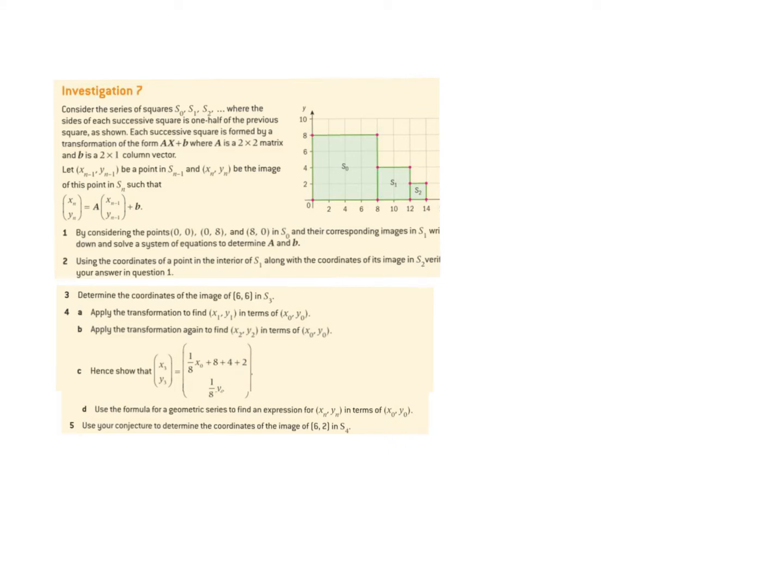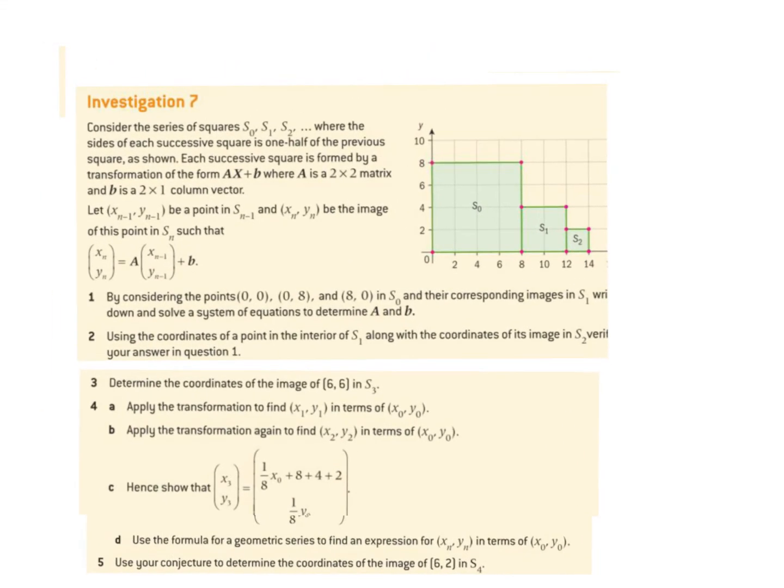And then in this particular investigation, we have these series of squares, and we know that it's going to have this kind of transformation, Ax plus B, where A is a 2 by 2 matrix, B is a 2 by 1 column vector. And so we know that every point in a square and the image of it, such that this is our square. Okay, and so it always refers to the previous scenario. X minus 1, n minus 1, and n, this is before the n term. And so it's going to be in this particular form here.